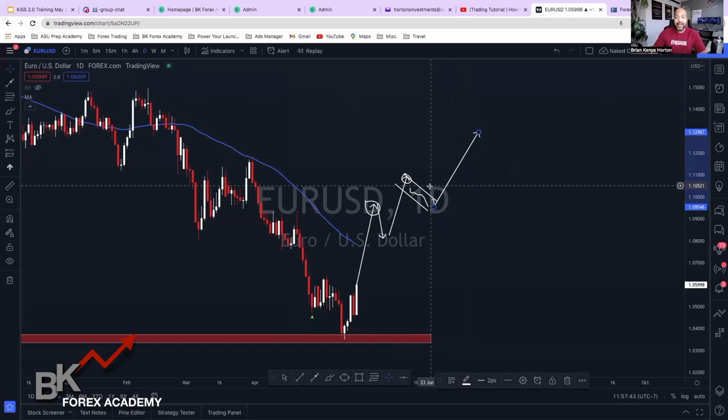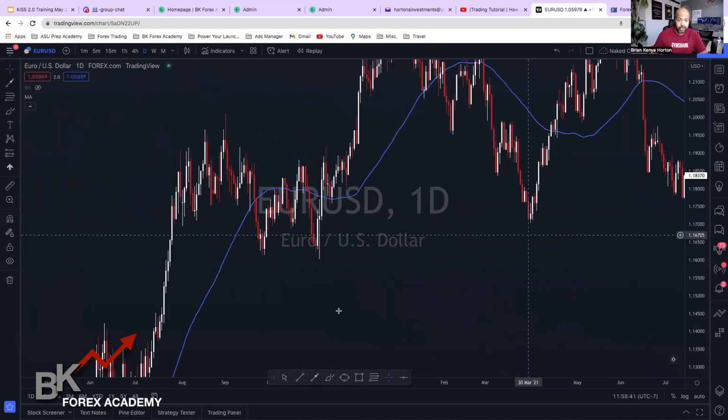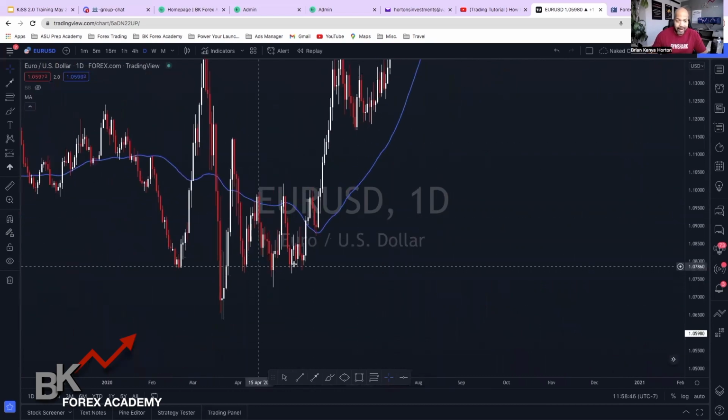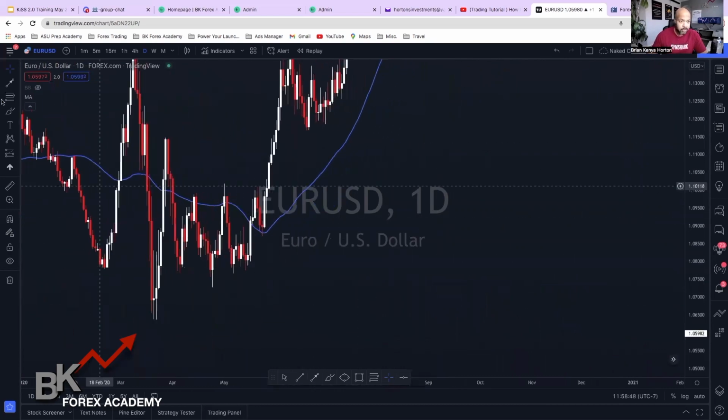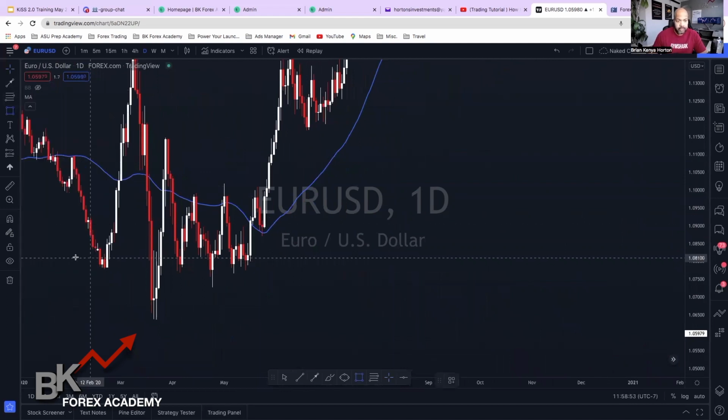Okay, so let's go ahead and look at an example in the same pair. I'm going to go back and see if we can spot some flag patterns based on the rules that I've given you. All right, so I'm going to go back because I want to show you an uptrend. Okay, so right here looks like we're at the bottom. Here's our support zone. So you want to make sure you're using market structure.